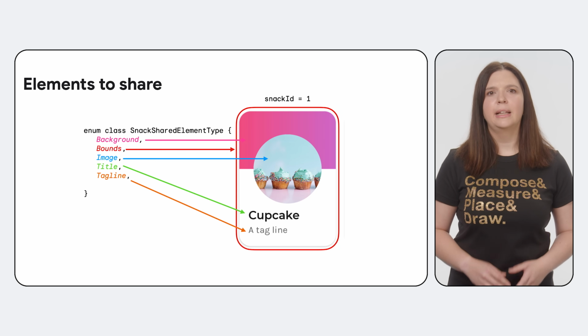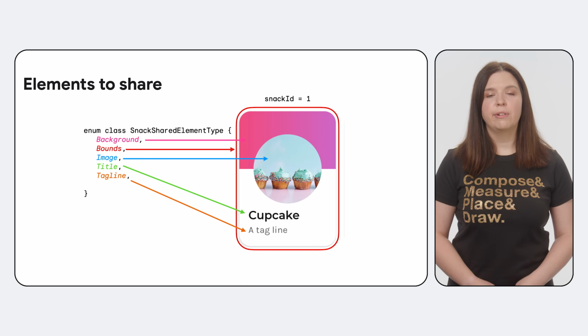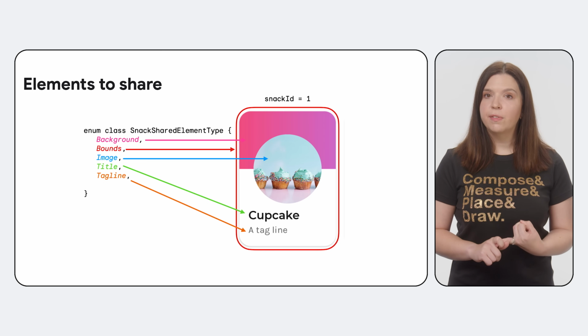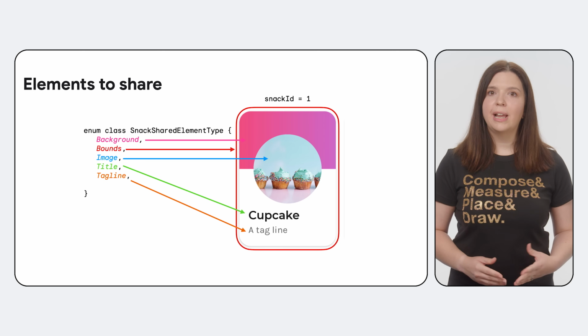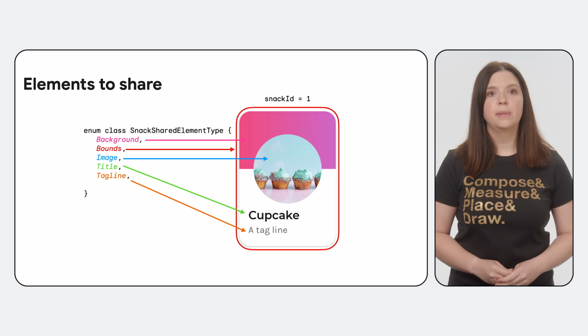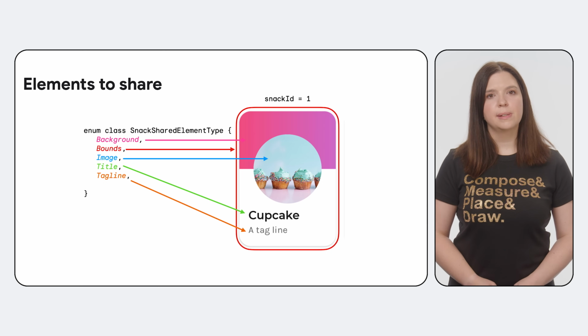If we look in detail at each of the elements we'd like to share between these two screens, we see that there is a gradient background, the image of the cupcake, the title, and the tagline. We'd also like the bounds of the whole card to be shared by growing into the detail screen. Let's see how we can do this.